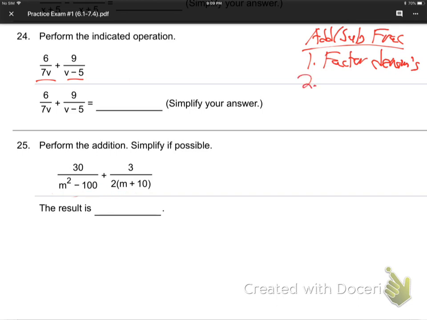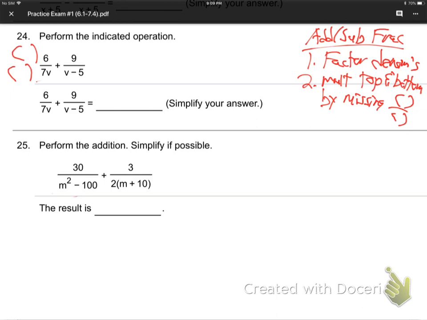Step 2, multiply top and bottom by whatever's missing. So I come over here and go, okay, this denominator compared to that denominator, he's missing the v minus 5 package, right? It's a glued together package. Then the other guy, compared to him, what's he missing? The 7 and the v. So we each gave him what the other guy had.